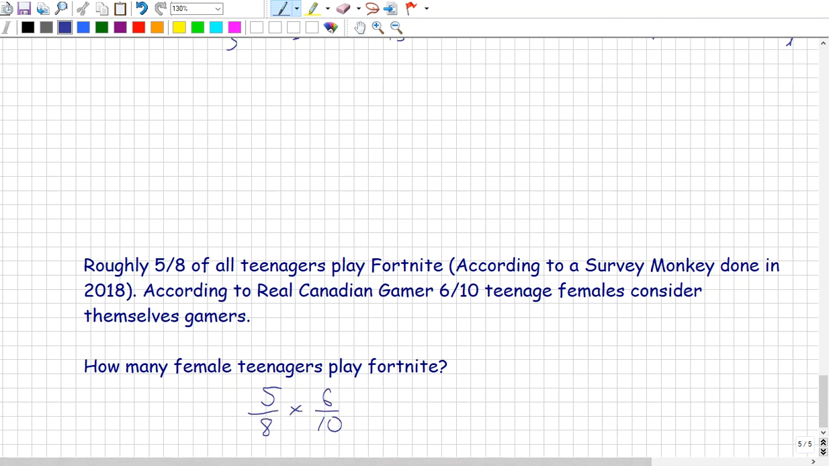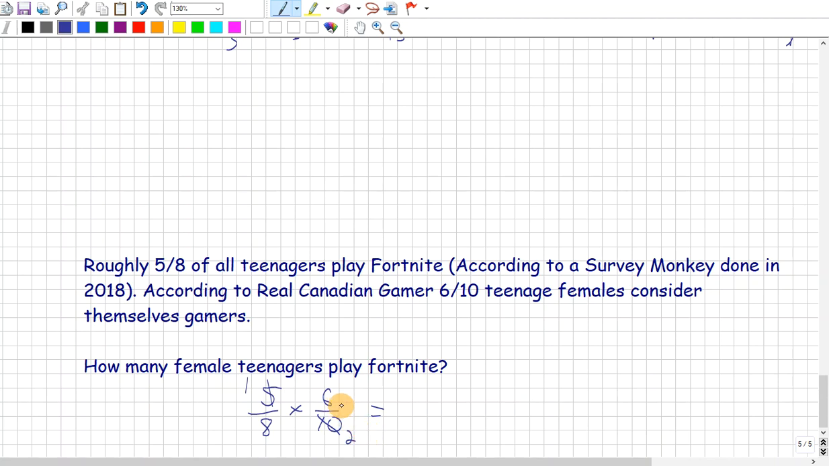6/10. Let's do our little shortcut method. I mean, you can multiply straight across. Go ahead, right? 6 times 5 is 30, over 8 times 10, which is 80. Totally fine. Then reduce that fraction. But I'm going to go the shortcut method, and I'm going to simplify or cross divide. So 5 and 8, no, but 5 and 10, yep, both divide by 5. 5 divided by 5 is 1, 10 divided by 5 is 2.